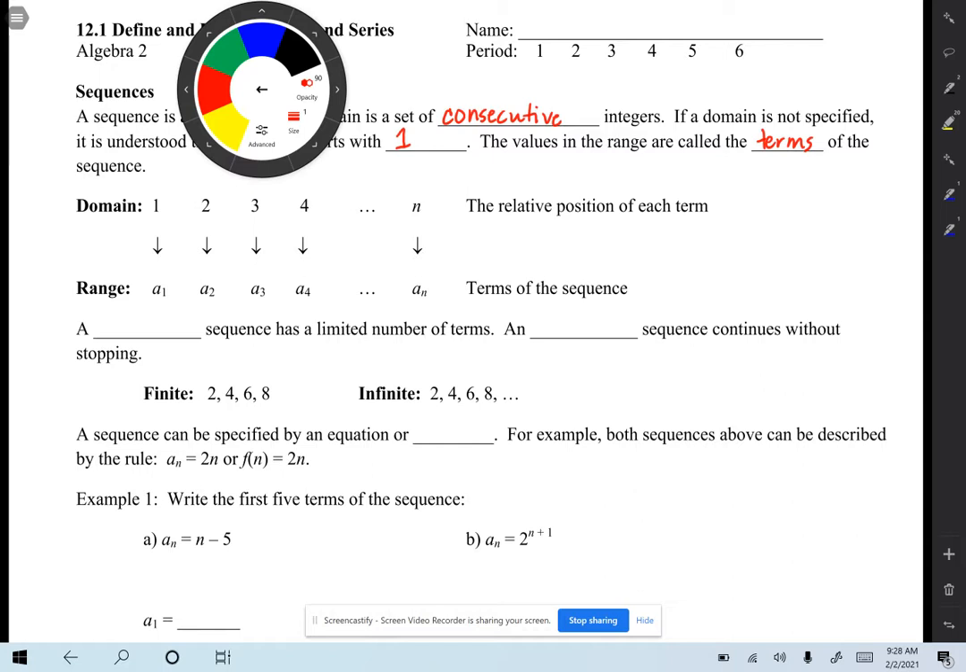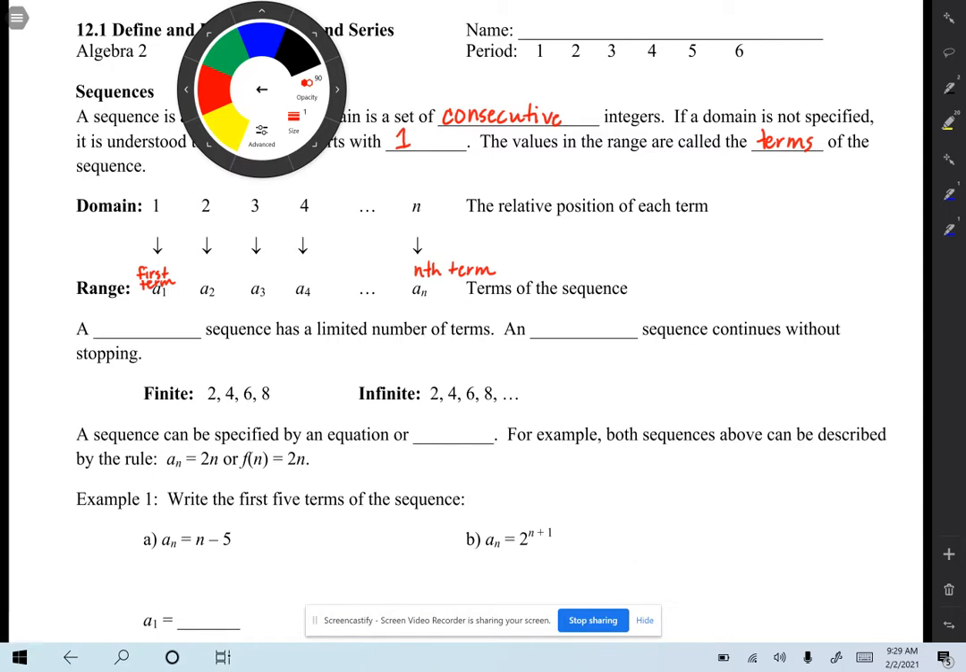Let's look at the information below. So the domain is the input. So you have 1, 2, 3, 4. Usually start with 1 unless it's specified differently. And the range are your terms of the sequence. This is called the first term. The next one is the second term, the third term, the fourth term, and so on. This is the nth term. And so the domain is just the position of each term, and the values in the range are known as the terms of the sequence.